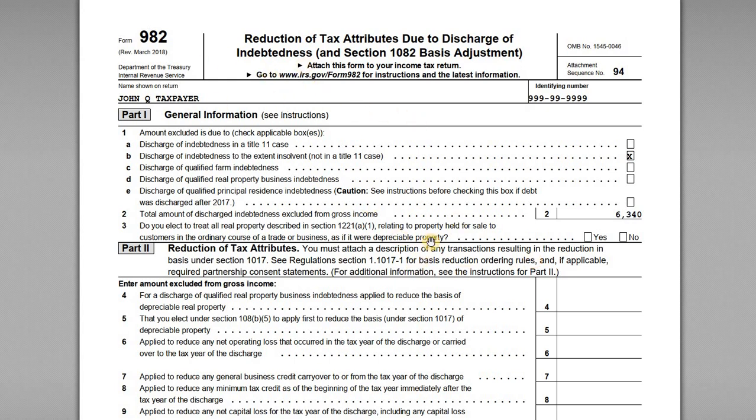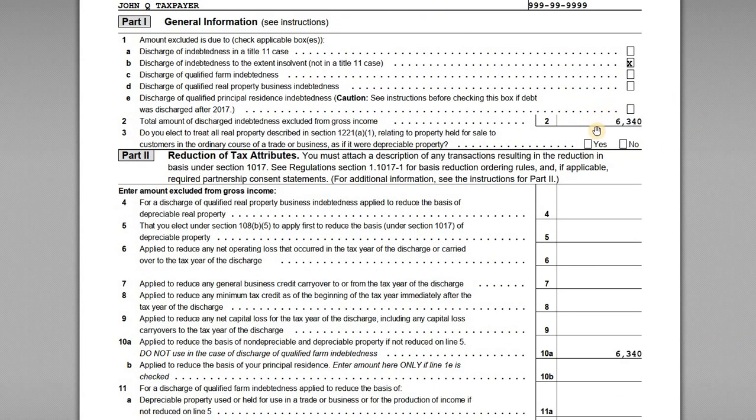The 982 is pretty straightforward in that there are not a lot of fields to complete. In part one, we're checking this second box here: discharge of indebtedness to the extent insolvent, not a Title 11 case. Title 11 means bankruptcy. He hasn't declared bankruptcy, he's just insolvent, so we've checked that box. Then on line 2, the total amount of debt being excluded from income is $6,340.